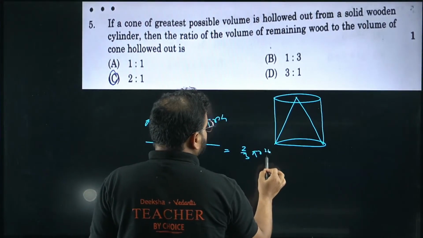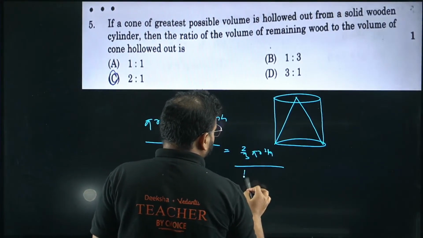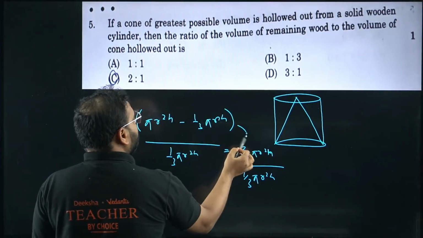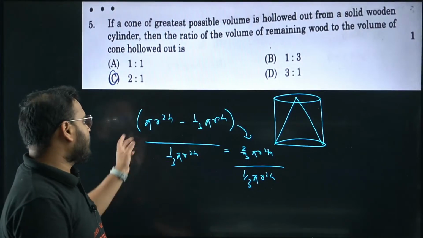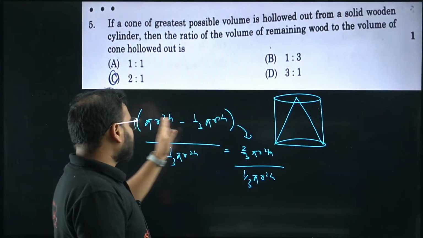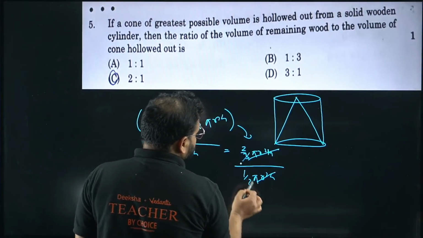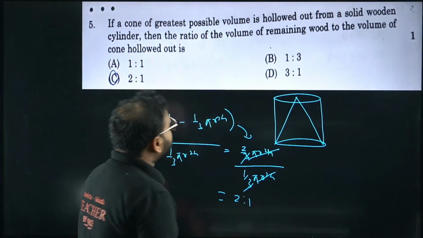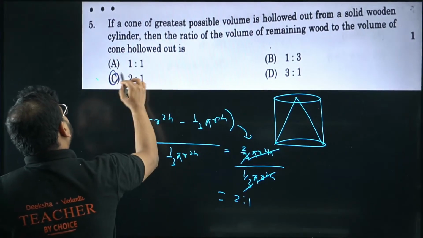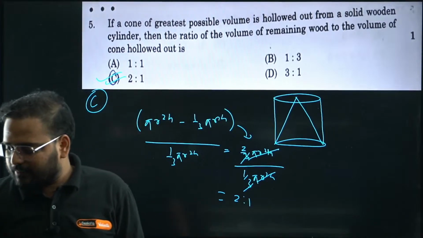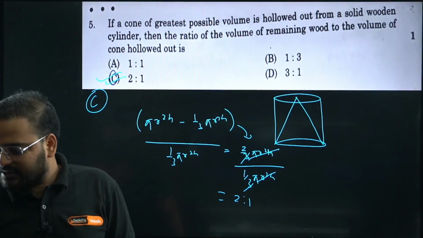pi r square h upon 1 by 3 pi r square h, because if you subtract 1 by 3 from the whole, you get 2 by 3 as the result. Cancel, cancel. What is the answer? 2:1. Option C is right. So all of you got the same answer. Please check. Okay, option C is right.